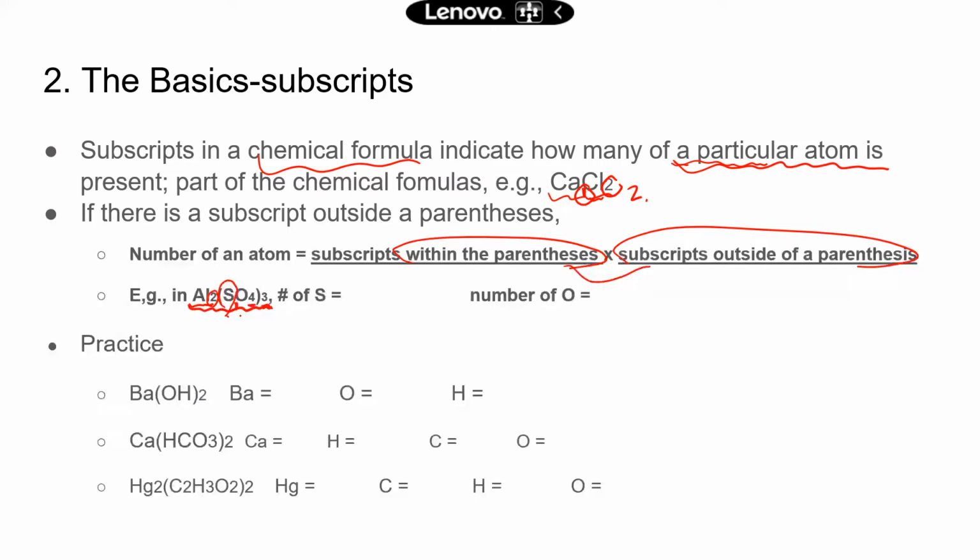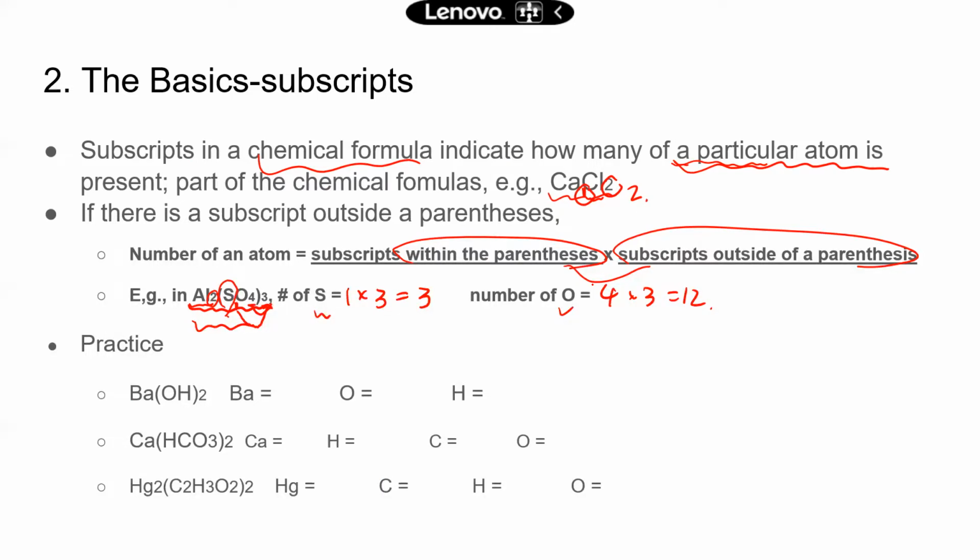So you're going to multiply 1 by 3. So 1 times 3, that's 3 sulfur atoms in this chemical. And then oxygen, that's going to be 4 times 3, so that's 12. So aluminum sulfate has 3 sulfur atoms and 12 oxygen atoms. All right, now let's practice a little bit.